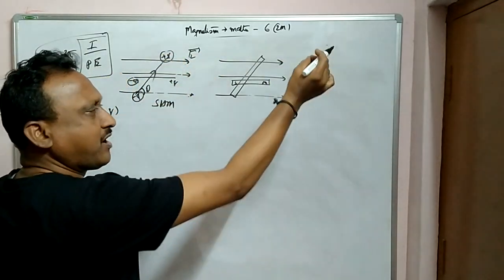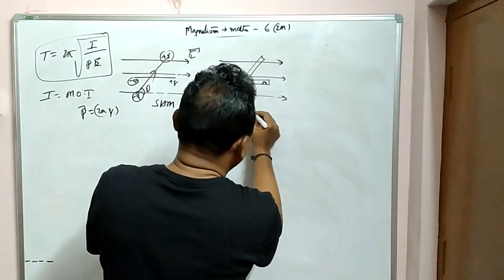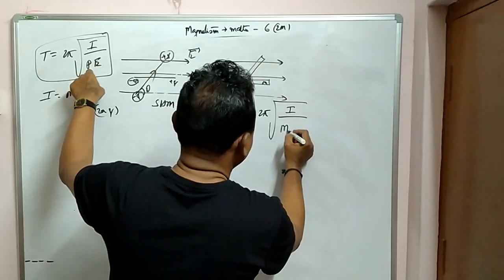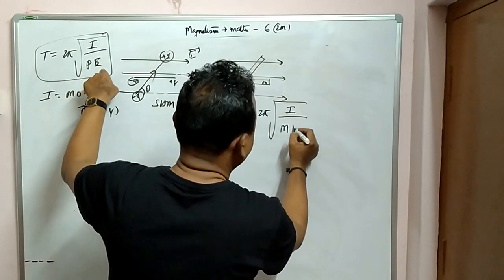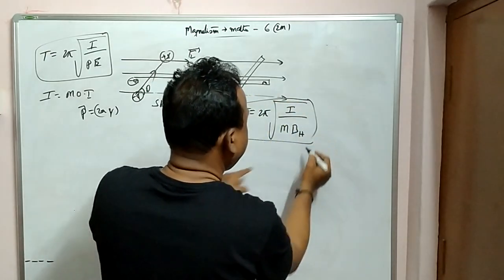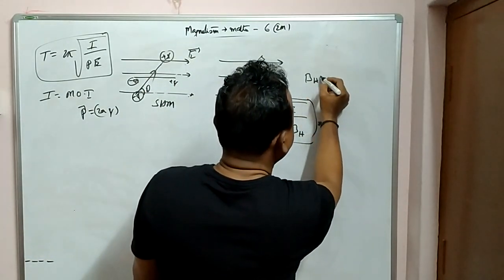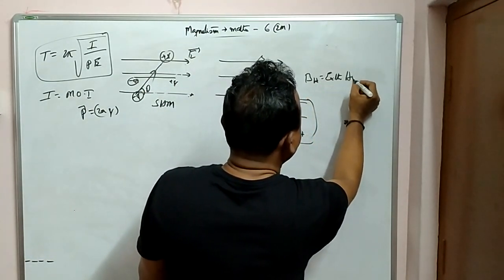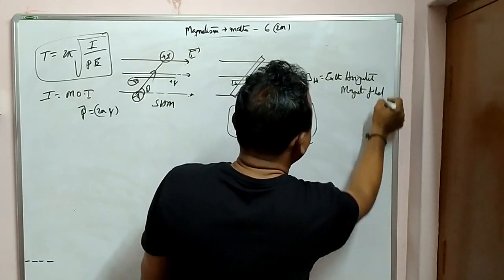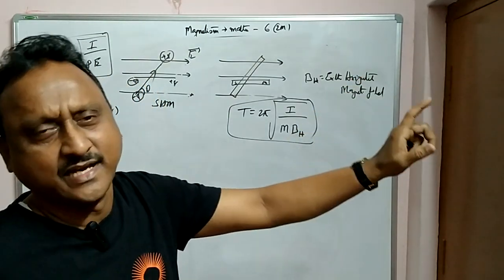For example, it is making simple harmonic motion. So what is the time period of the bar magnet? 2 pi into root over I by, in the place of P, M, in the place of E, B. But here B I'll write as BH. What is BH here? BH is called Earth's horizontal magnetic field, because the vertical field is considered very little in this case. Maximum Earth's horizontal field is taken.